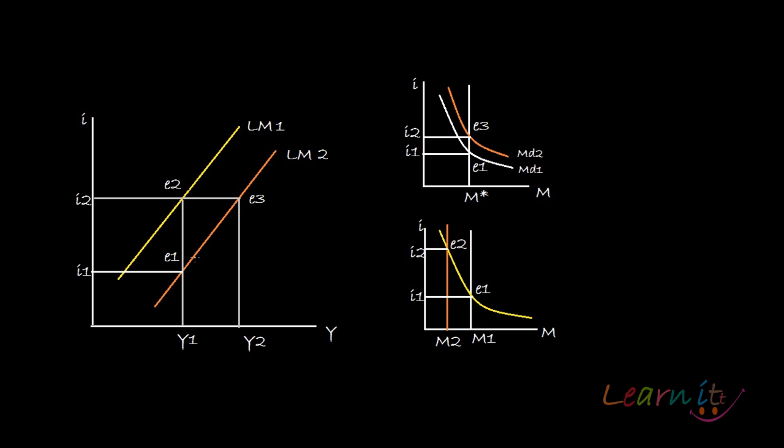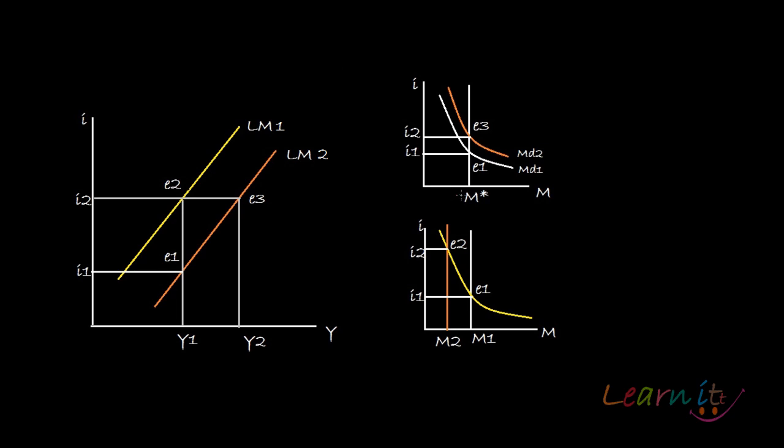How do you define the movement along an LM curve? So if you look at points E1 and E3 on LM2, what you will find is that there is a movement along this LM curve, as you could see here. There is a movement along this LM curve. There is no shift in the LM curve here. So what would have caused this movement?